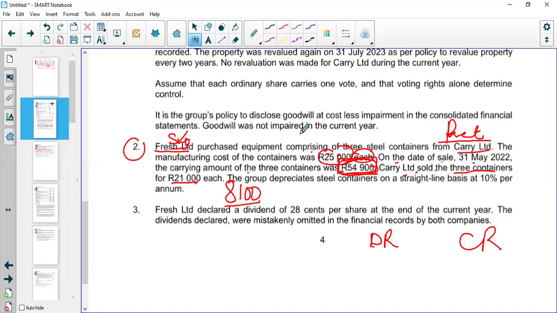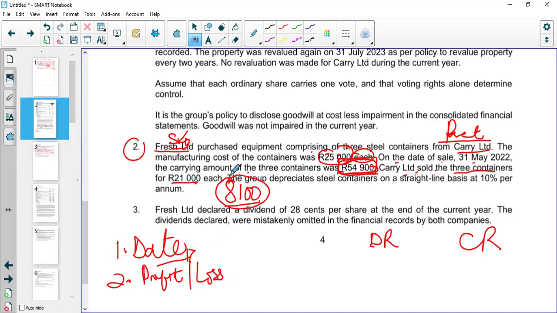So now, there are 2 things that we need to pay attention to when dealing with depreciable assets. Firstly, the date. When was that? Is it this current year? Is it last year? Second, we only focus on the profit or loss made, not on the actual cost or the actual carrying amount. So when we do the adjustment, it's specifically on the profit or loss made.